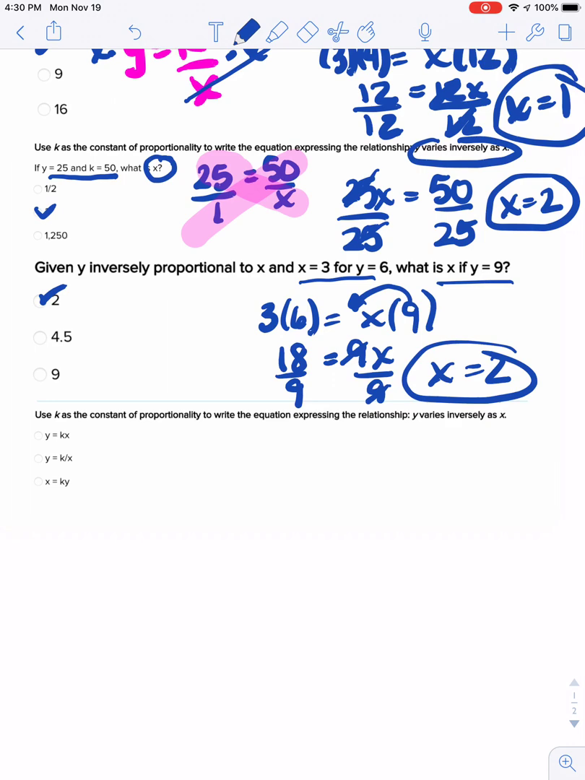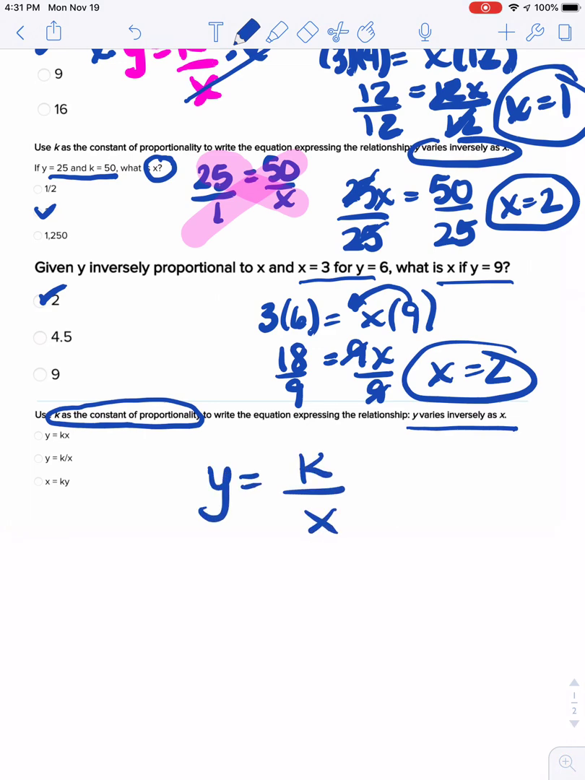Okay, last one says, using k as a constant of proportionality, write the equation expressing the relationship with y varies inversely as x. So one version would be this. The other version is when we had k equals. So those are the other two that you're going to do. Okay, take a look at this and then let me know if you have more problems.